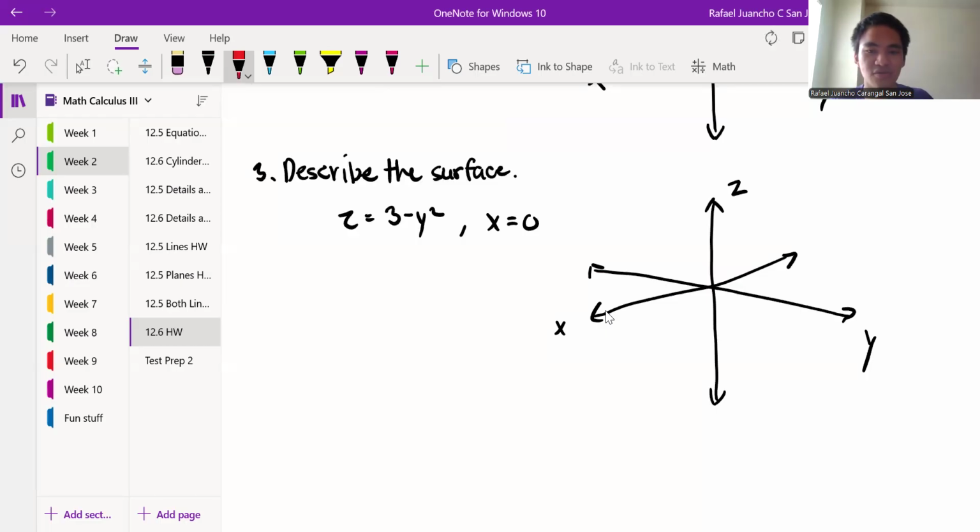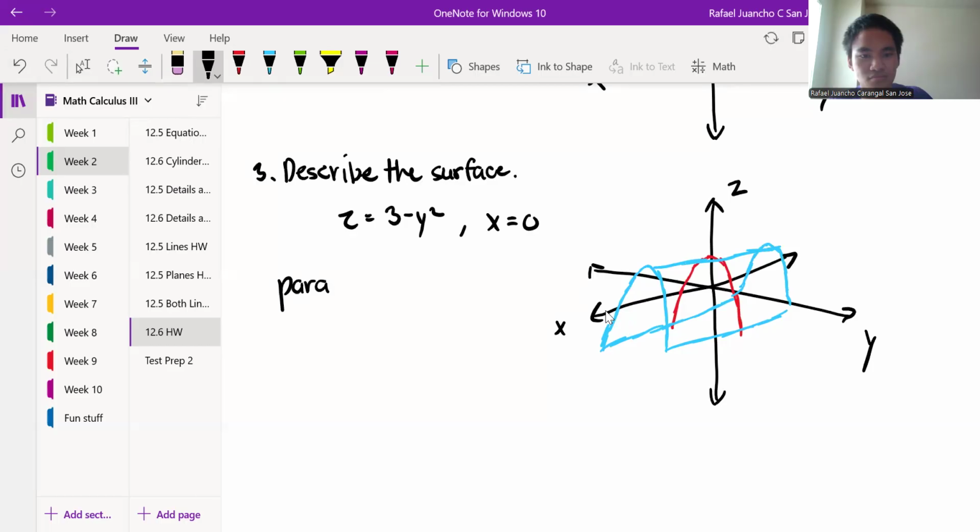So this is just going to be a downward parabola that goes up to 3. So maybe something like this, where this is exactly 3. And since x is nowhere to be found, this just goes on infinitely, something like that. Give me an ugly looking graph. Yeah, so something like that maybe. So this is a parabolic cylinder. It's a cylinder because x could be anything.